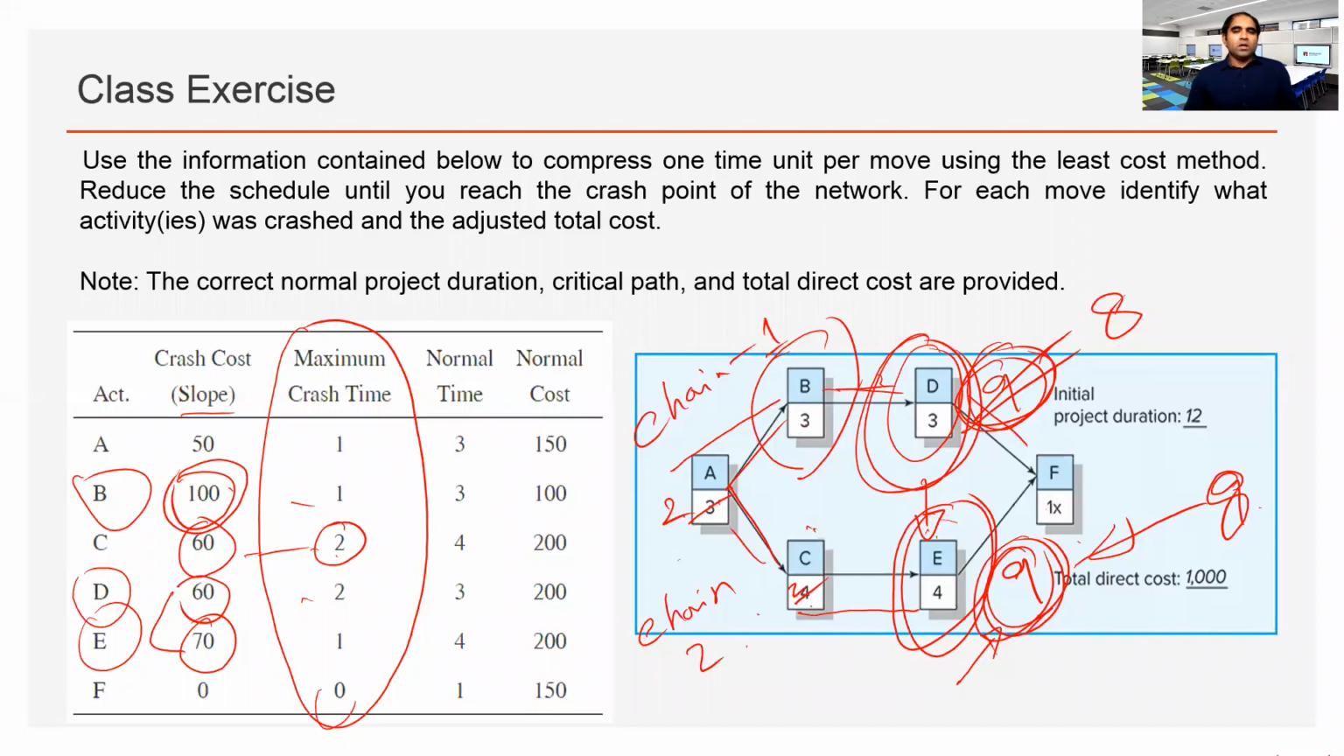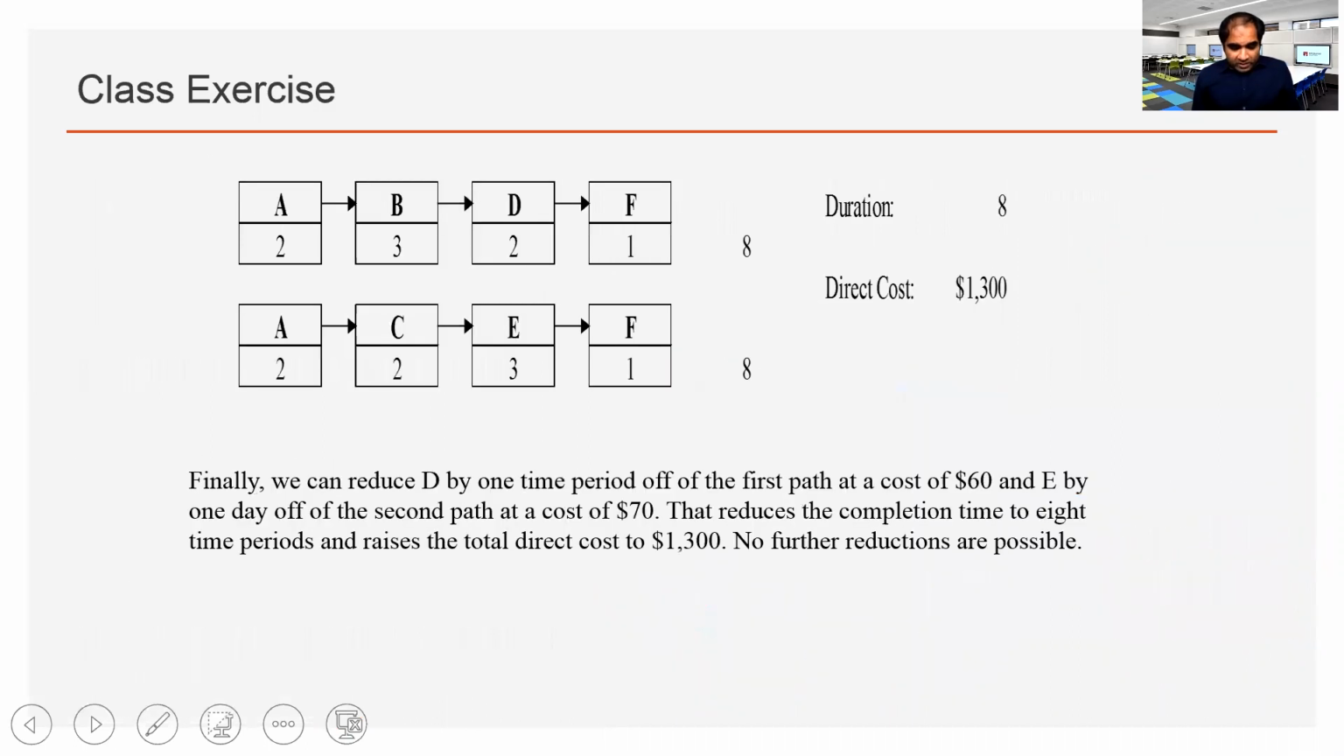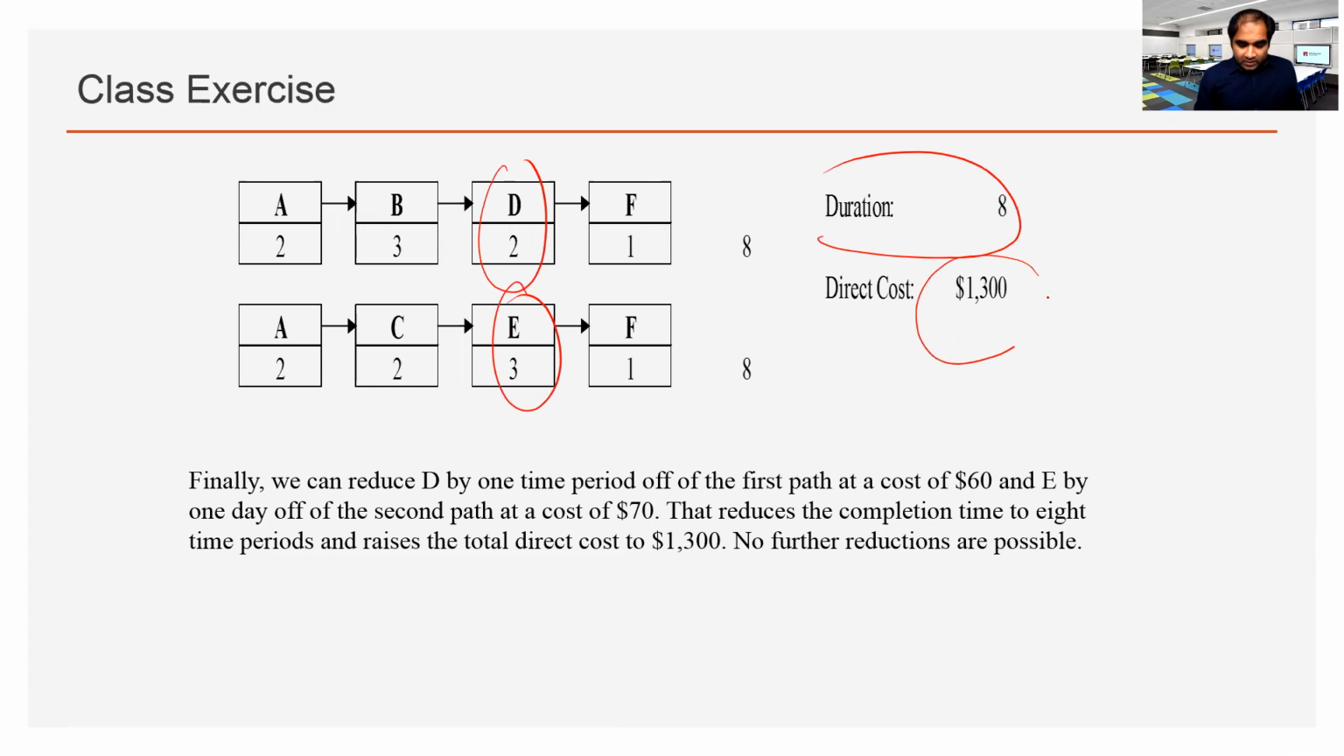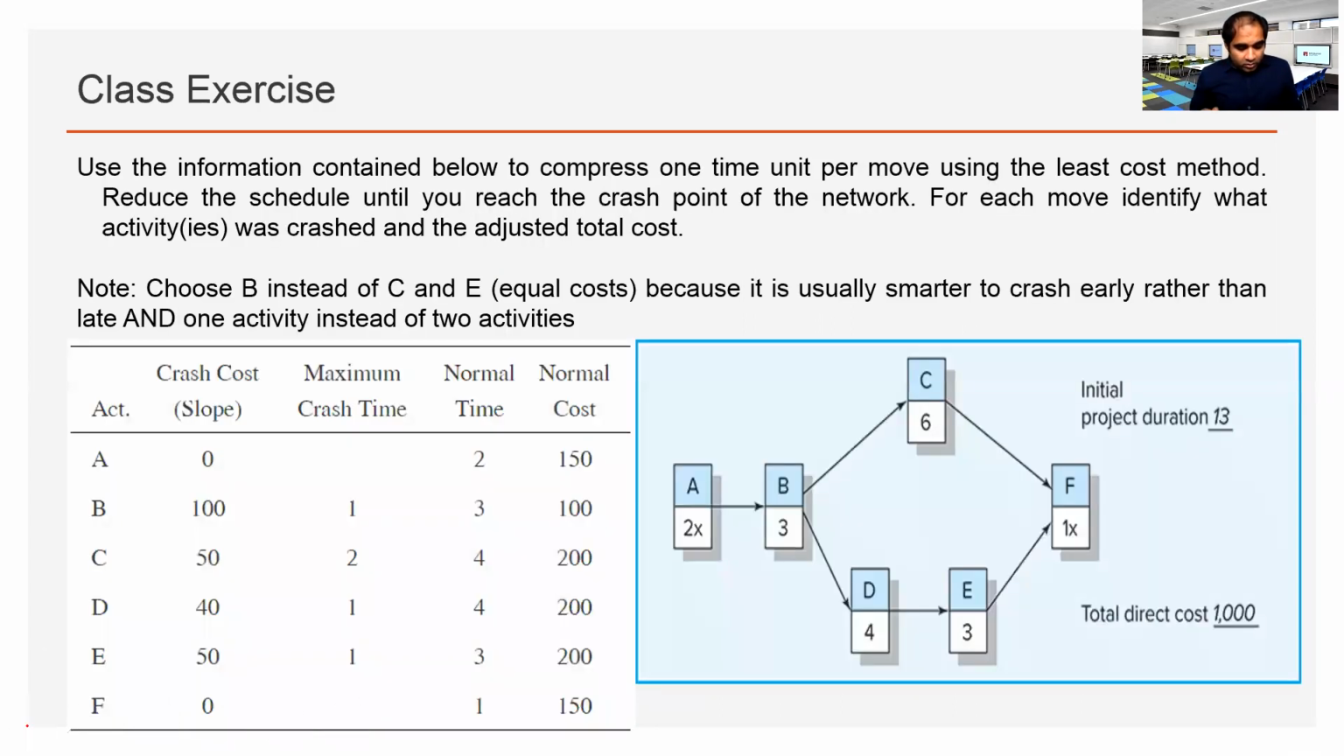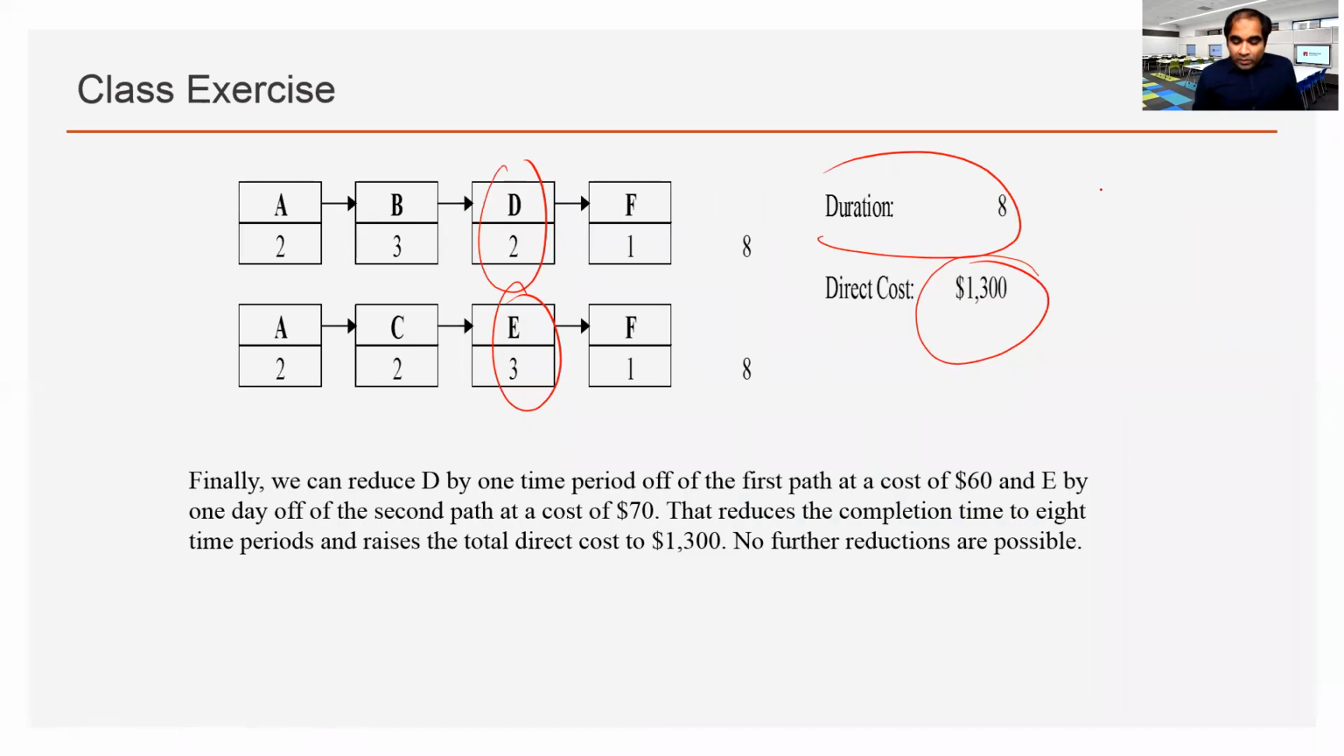All right. Okay, we have some more examples, more class exercises here. Now if we crash D and E simultaneously, that will be an additional higher amount of cost. So we have D and E both crashed, duration 8 days, an additional cost. So that means lowest duration 8 days, but that will increase the total cost.